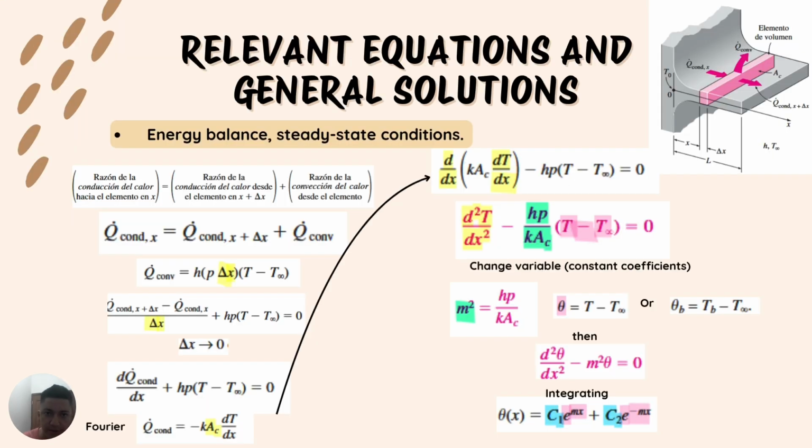Okay, the relevant equation and general solution. The first equation shows the energy balance: heat conducted in equals heat conducted out plus heat lost by convection. The differential equation describes how temperature changes along the fin. The parameter M combines material and geometric effects like h, P, k, and A. The solution gives the temperature profile for the infinitely long fin.